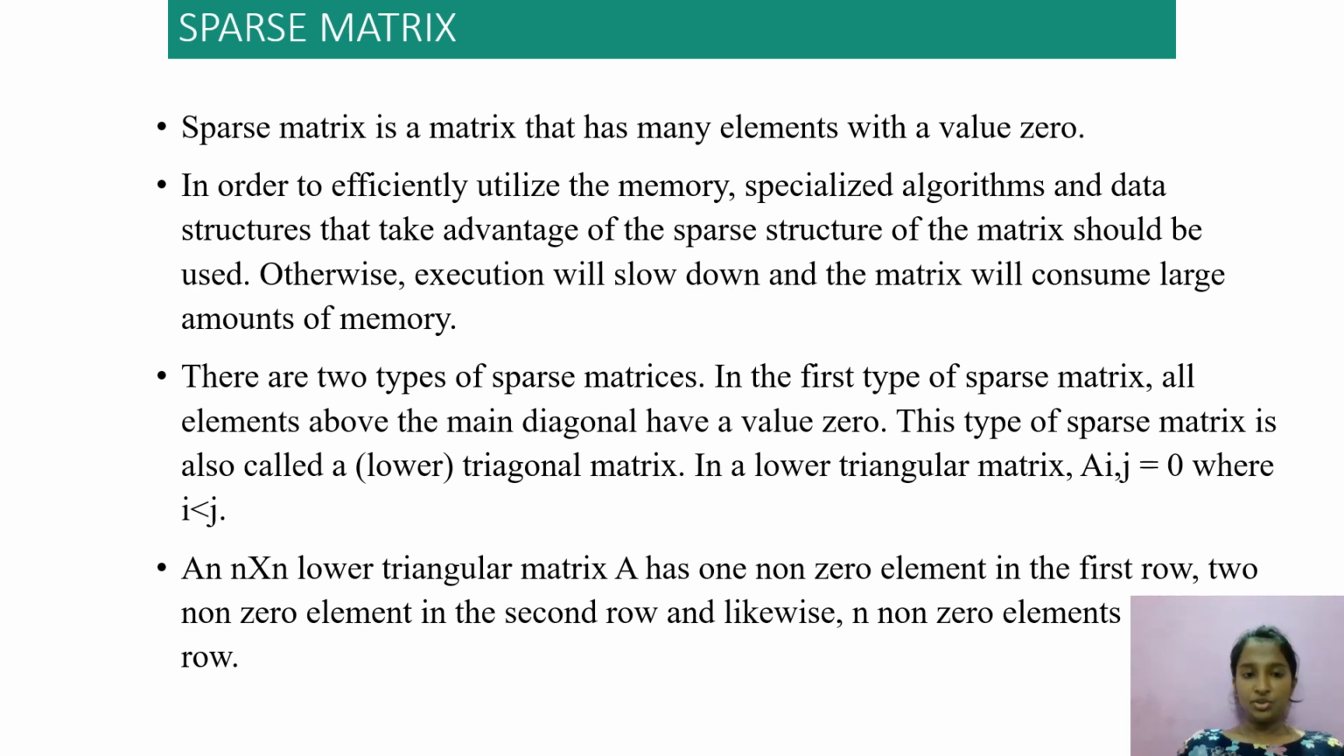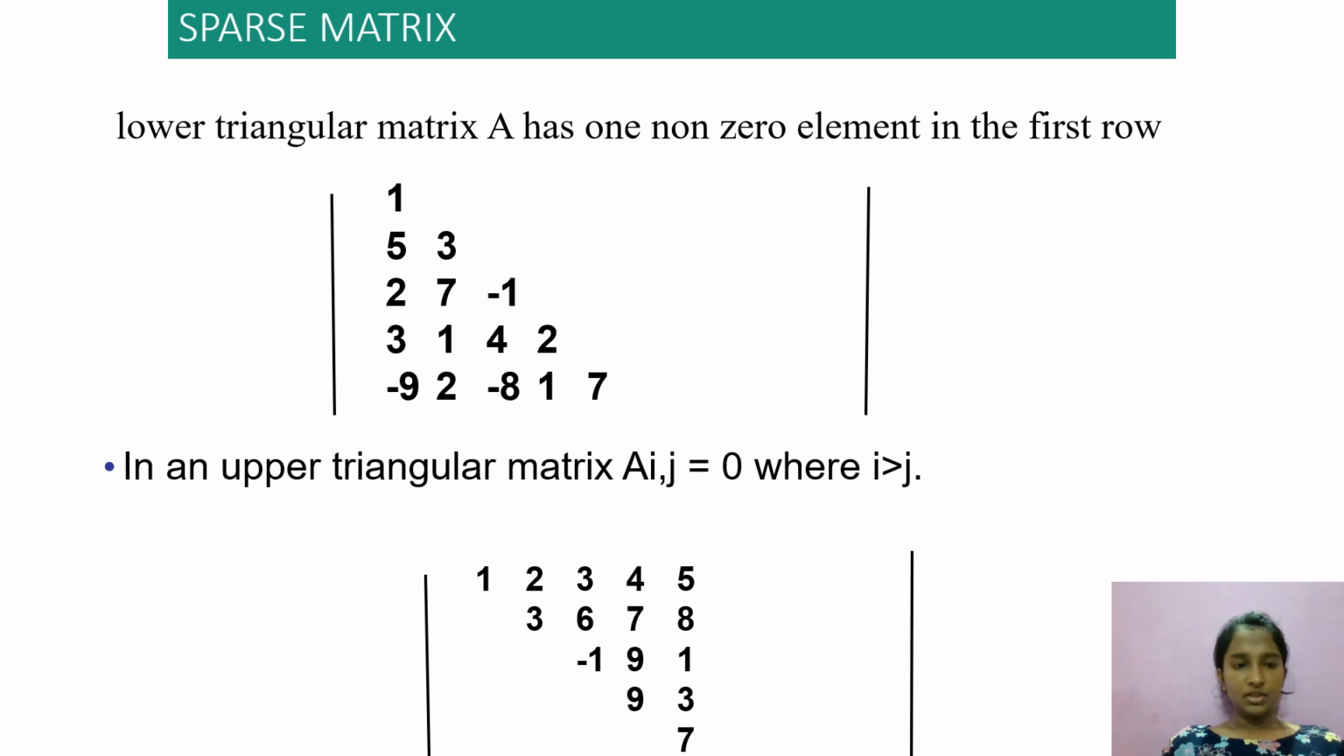An n into n lower triangular matrix A has one non-zero element in the first row, two non-zero elements in the second row, and likewise n non-zero elements in the nth row. So these are some of the examples. And in an upper triangular matrix, a(i,j) is equal to 0, where i is greater than j.